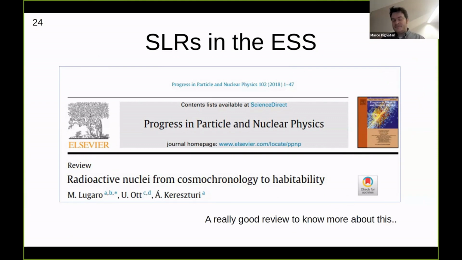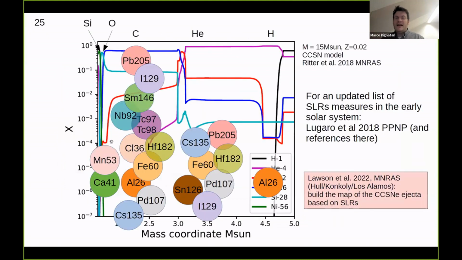We can learn a lot by looking at these types of isotopes. These typically have half-lives between 0.1 million years and 1 million years. So some of those were around when the solar system formed.